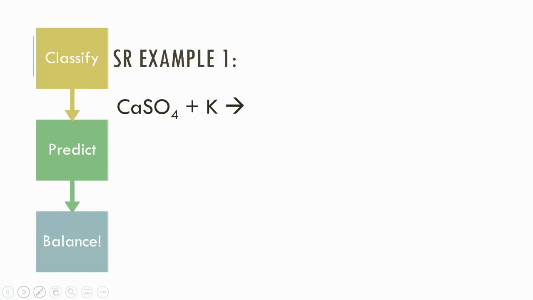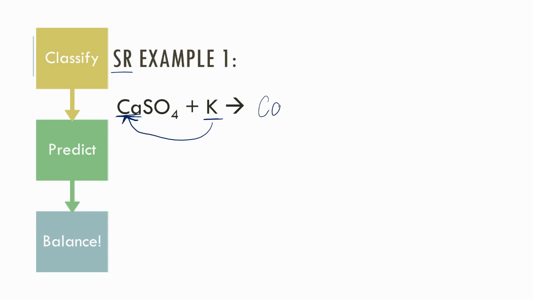So here's my first example. Calcium sulfate plus potassium. In my classify step, in the context of these specific examples, I know it's a single replacement reaction, so I'm going to move on to the predict step. Potassium is the metal that's all by itself. I know it's a metal because it lives on the left side of the periodic table. It is going to try to kick the metal in the compound out. It's going to kick out calcium, and then calcium will be stuck out on its own.